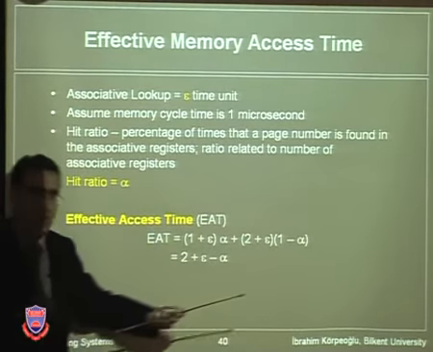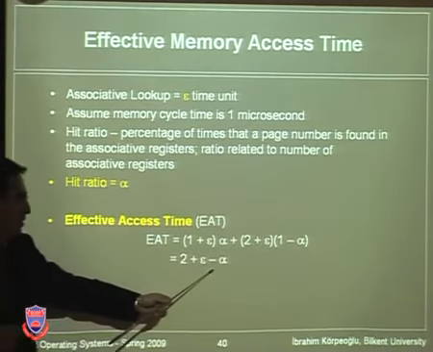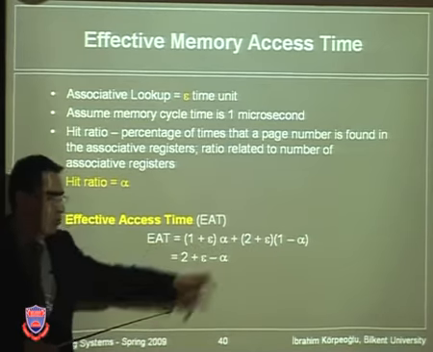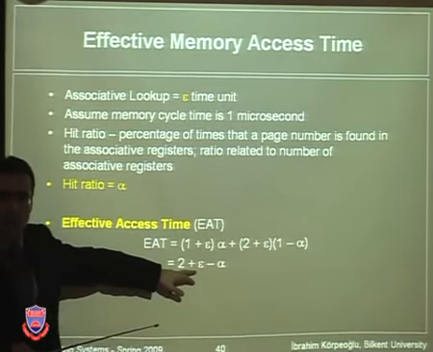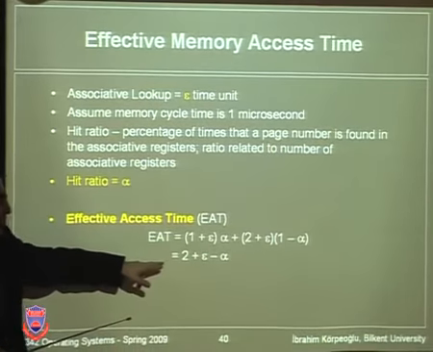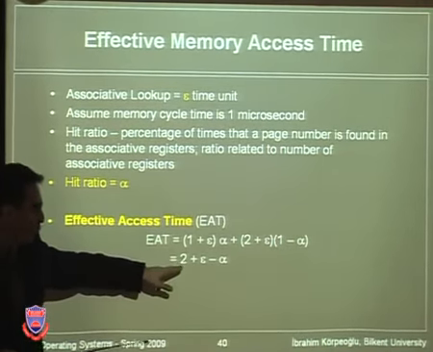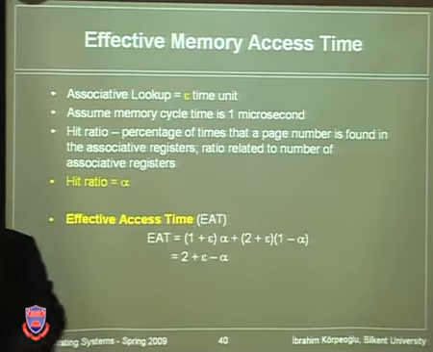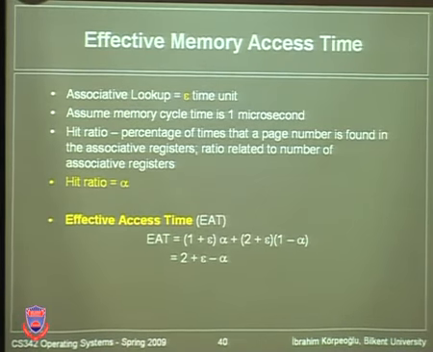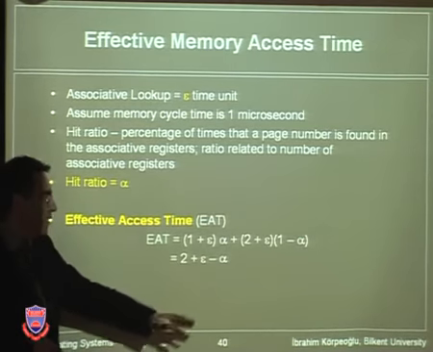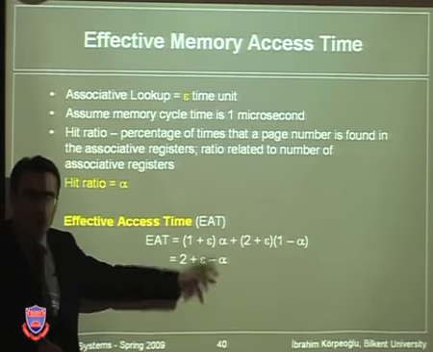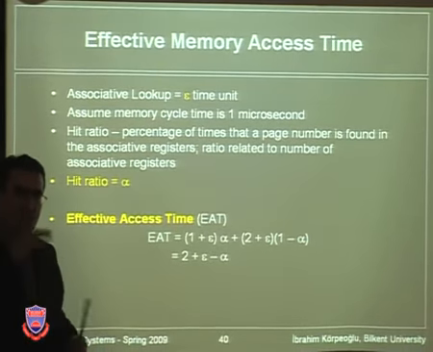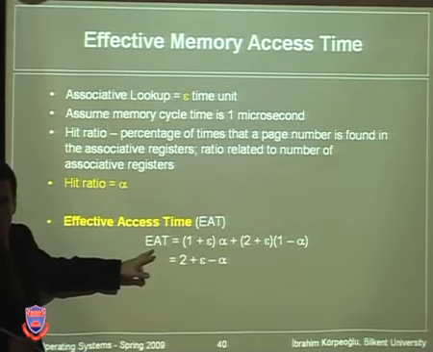Alpha and 1 minus alpha are the weights. So you can just do the algebra here and obtain this value as the effective memory access time. In this particular example, it is 2 plus epsilon minus alpha microseconds. Epsilon is a very small number compared to 1 microsecond. If you ignore that, the effective access time will be 2 minus alpha, where alpha is the hit ratio. So the bigger the hit ratio, the smaller the effective access time.